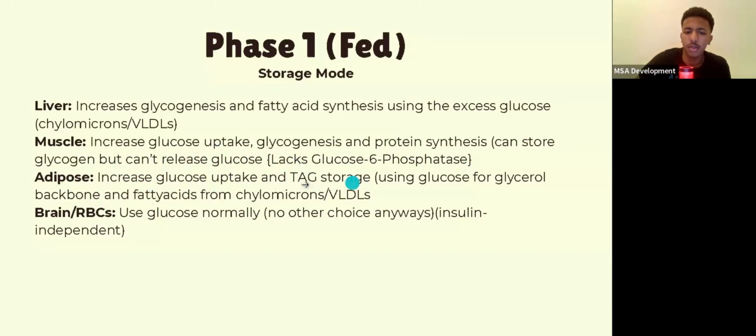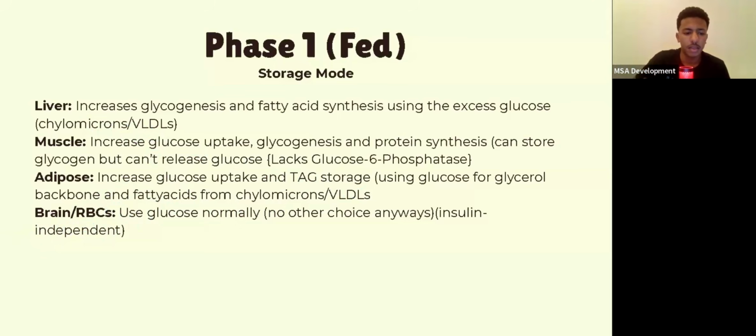So they form triglycerides and they store them using the excess glucose we have in the blood for glycerol, and the fatty acids from the chylomicrons and the VLDLs. That is it for adipose. And now for very, very key players in this entire feed-fast cycle, the brain and the RBCs.